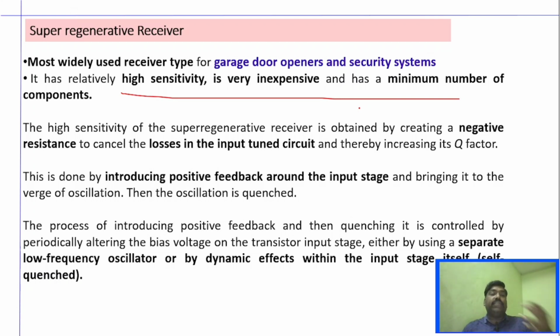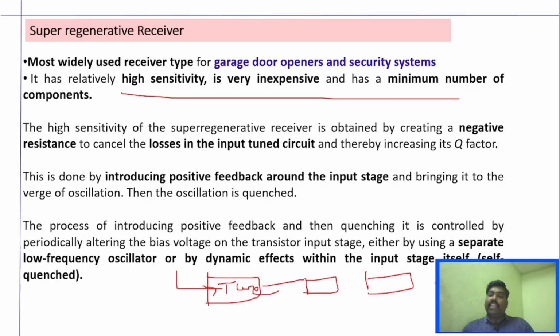How is high sensitivity achieved in the super regenerative receiver? That is by providing a positive feedback at the input stage, right? I'll explain that very clearly. In previous videos we know that we have different components of a receiver, where you will have a tuned circuit that receives the signal, and then you will have different stages of amplifiers, and then you will have a detector, and then you will amplify that particular signal and start using it, right?